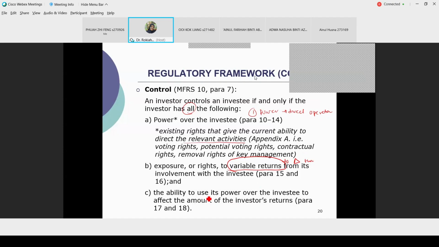And then the other one, they can use the power over the investee to affect the amount of the return. This one is in terms of the changes in the return, and this one is about the amount of the return. They can also affect the amount of the return. So this is in terms of control. The control here relates to the power to direct the operation, and the ability to vary the returns or to change the returns.